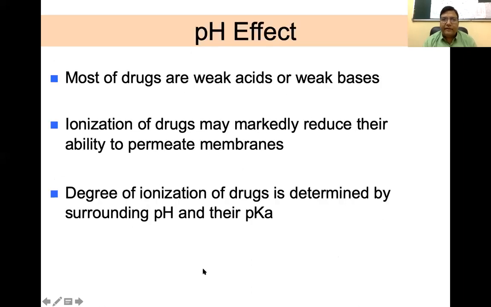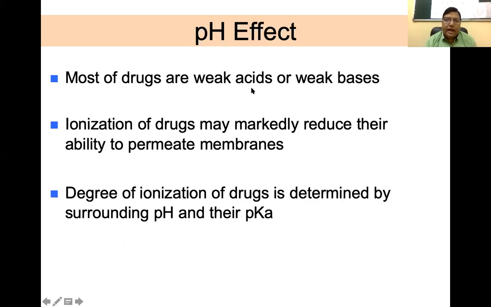So coming to the pH effect on this transportation, most of the drugs which we are consuming are either weak acids or weak bases. Ionization of drugs markedly reduces their ability to permeate through this biological membrane. And the degree of ionization of a drug is determined by the surrounding pH and their pKa value. I will tell what this pKa value is.